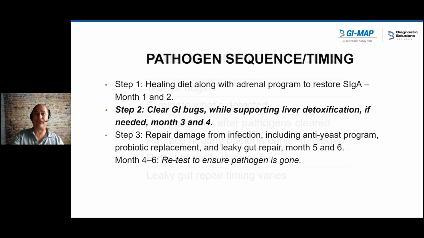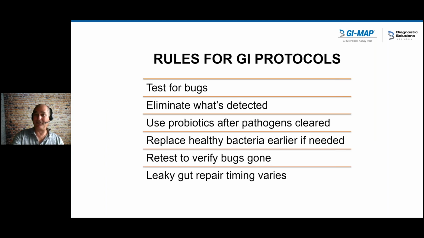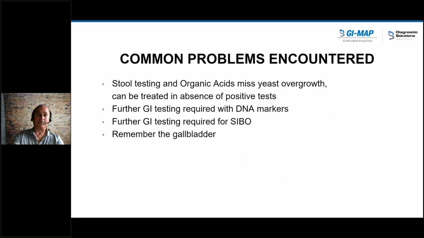So here are the general rules. You test for the bugs, you eliminate, use probiotics typically after the bad guys are gone, replace the healthy bacteria earlier if you have to. Like for my H. pylori guy I was talking about, I put him on probiotics right away because he's not doing well. And even though I usually recommend the probiotics after all the bad guys are gone, this guy just didn't have the luxury of waiting, right? And then make sure that you retest for all this stuff as well. Now, there's a whole bunch of common problems.